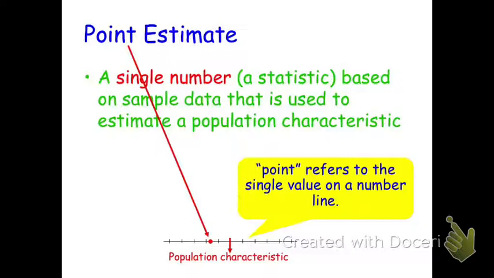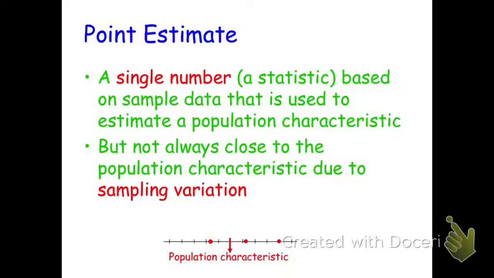Point refers to a single value on a number line. It's not always close to the population characteristic due to sampling variation. So if everyone in here took a different sample, if I had a bowl of M&Ms that was like 10 feet in diameter, just a huge, huge bowl of M&Ms, and everyone in here took a sample of 50 M&Ms and you counted the blue ones, everyone would get a different proportion. And so that's what these dots on the number line represent. All of you get different proportions or different percentages of blue M&Ms out of the total.